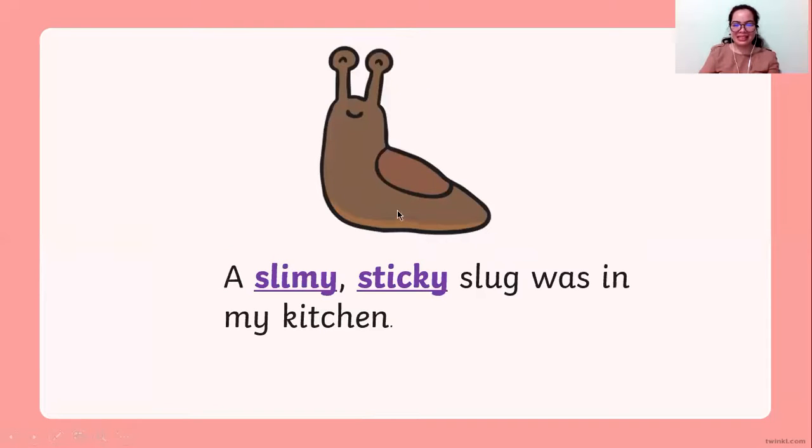This is a slug. A slimy, sticky slug was in the kitchen. Slug is the name of an animal, so slug is a noun. Therefore, when we describe the slug, we can say that a slug is slimy and sticky. Our slimy and sticky here is what you call an adjective.